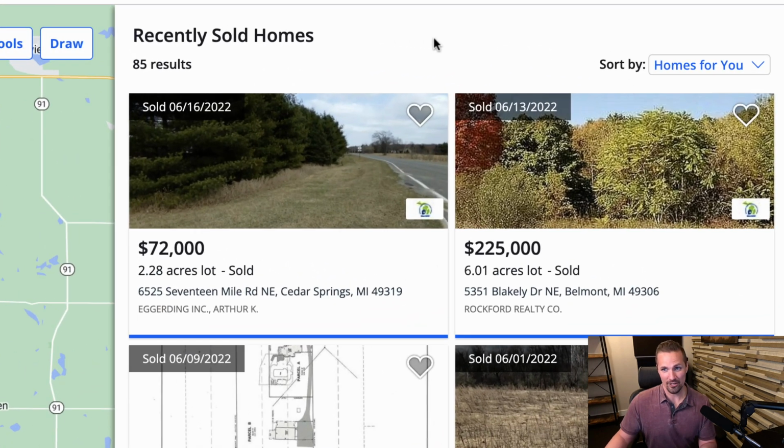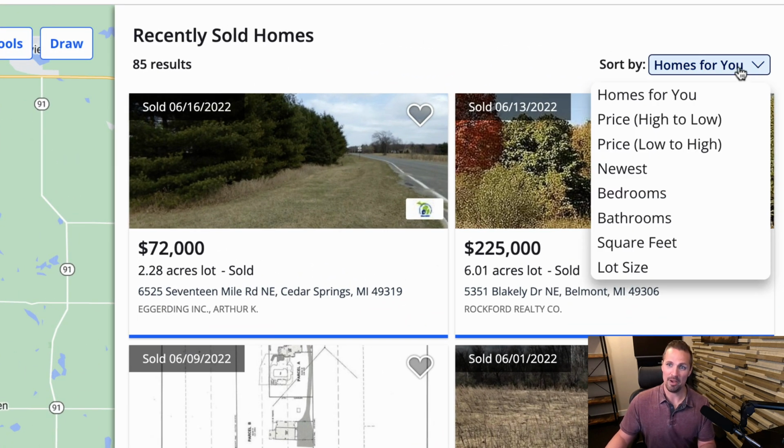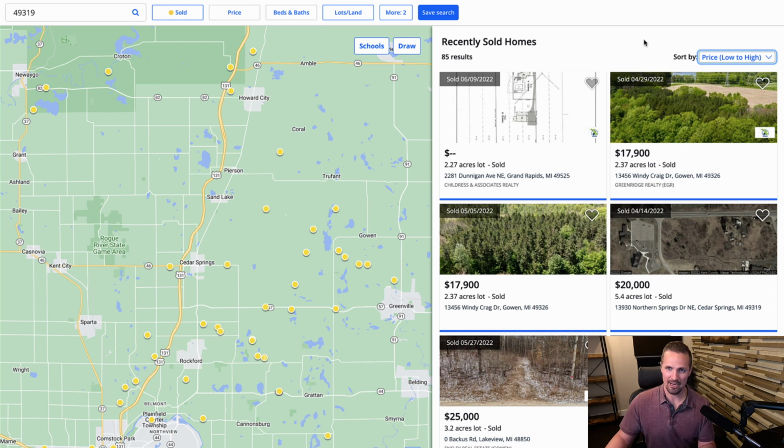I can also go over here and sort all these listings by low to high, just to figure out, okay, what was the bottom of the basement price that these properties sold for? Like, what's the absolute minimum I could expect my property to maybe sell for, assuming it was similar to these and I had it listed right now? It'll kind of give an idea for that.